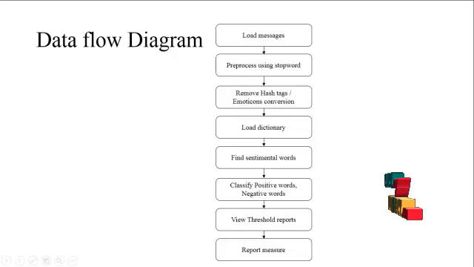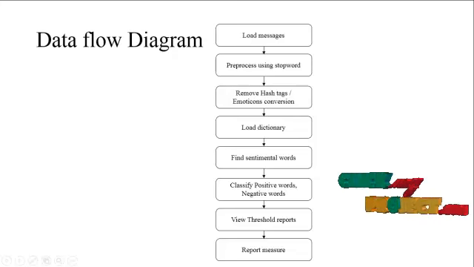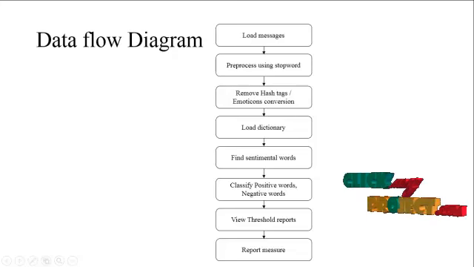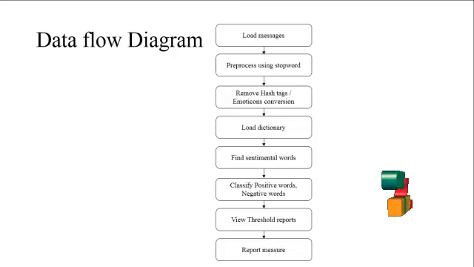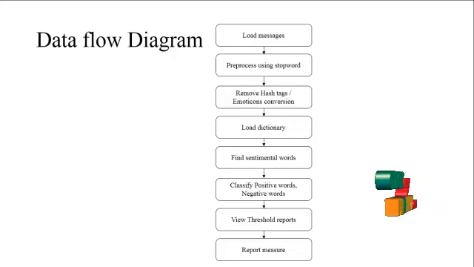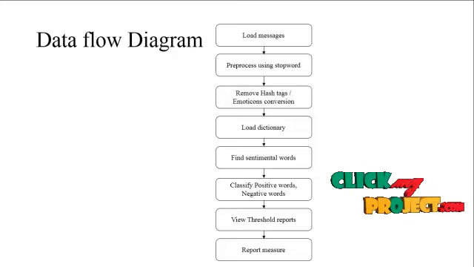After that, we have to remove the hashtags from the words in the messages. After that, we have to do emoticon conversion. Emoticon conversion is nothing but converting symbols like smileys or anything else. Every symbol has a separate sentimental word, so we have to convert it to the sentimental words.